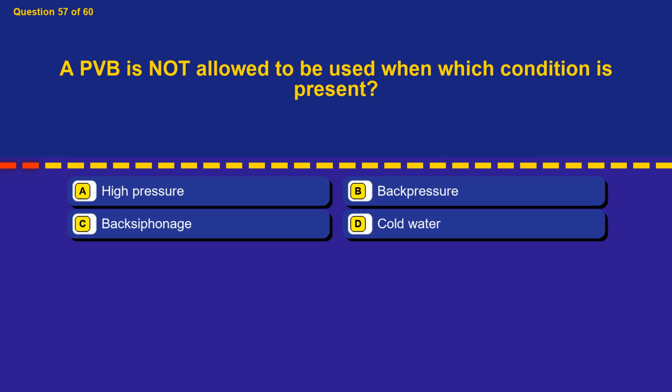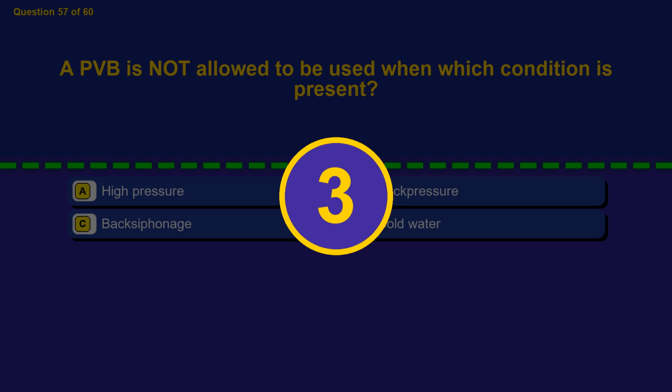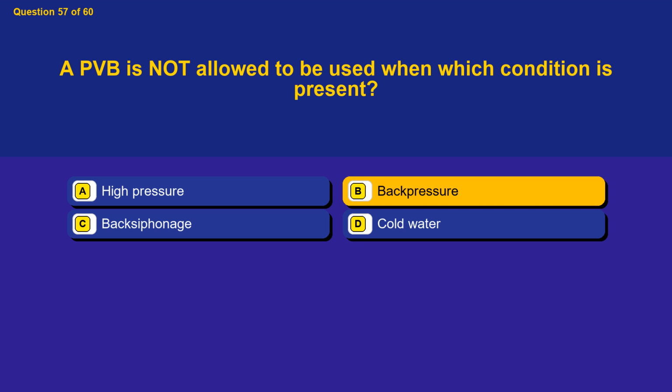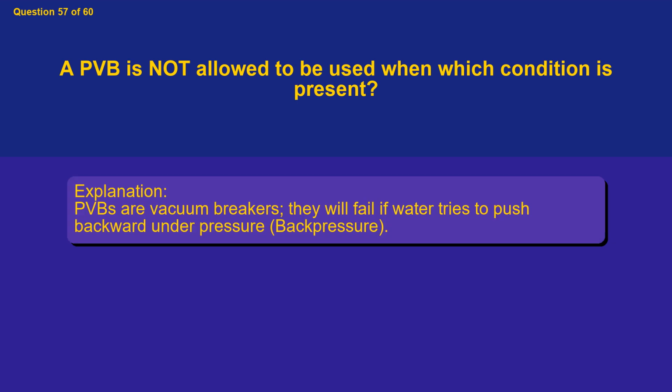Question 57. A PVB is not allowed to be used when which condition is present? Option A, high pressure. Option B, back pressure. Option C, back-siphonage. Option D, cold water. The correct answer is option B, back pressure. PVBs are vacuum breakers; they will fail if water tries to push backward under pressure, back pressure.